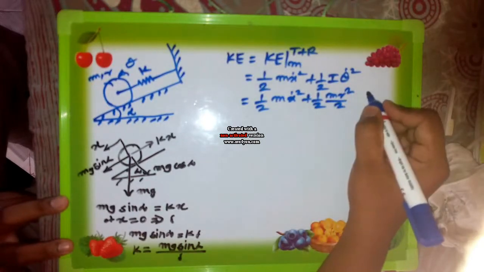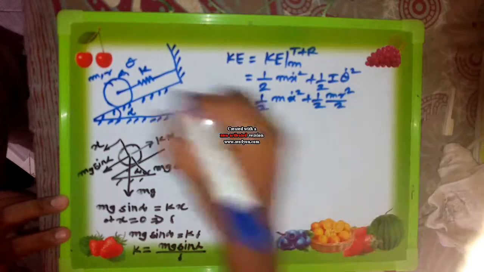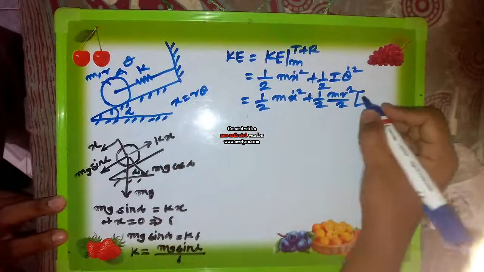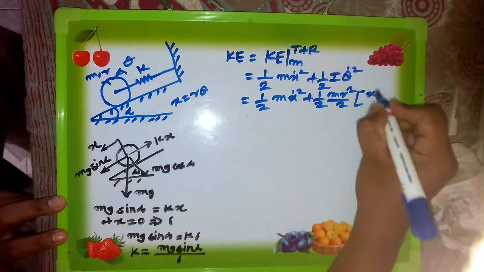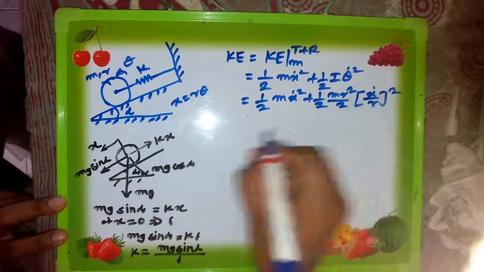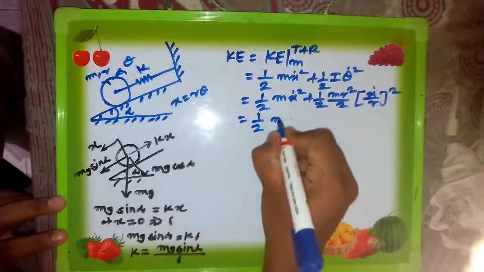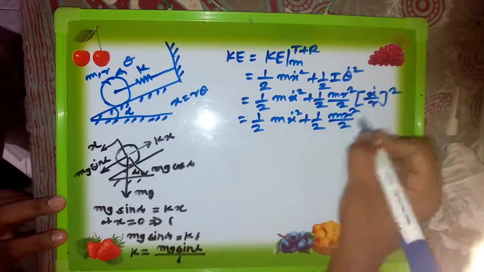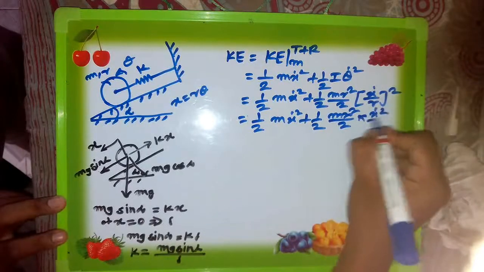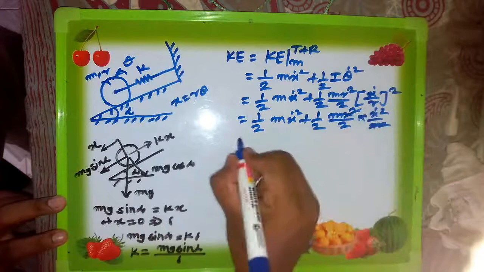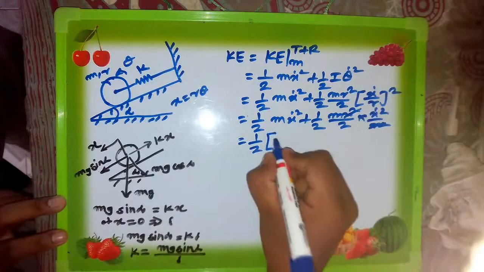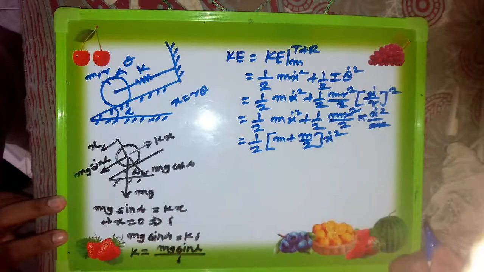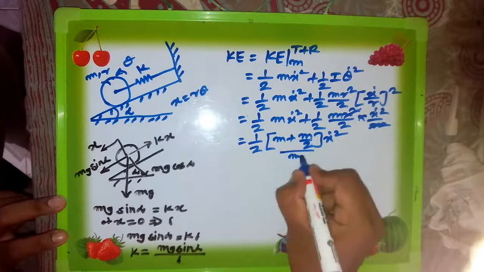What is the value of theta? The standard relation for such kind of problem is x is equal to r into theta. So theta is equal to x upon r, so theta dot is x dot upon r, bracket squared. So finally what we are getting is 1 half m into x dot squared plus 1 half into m r squared by 2 into x dot square upon r square. So r square cancels out, and I get 1 half into m plus m by 2 into x dot square. Okay, so this is nothing but the m equivalent.